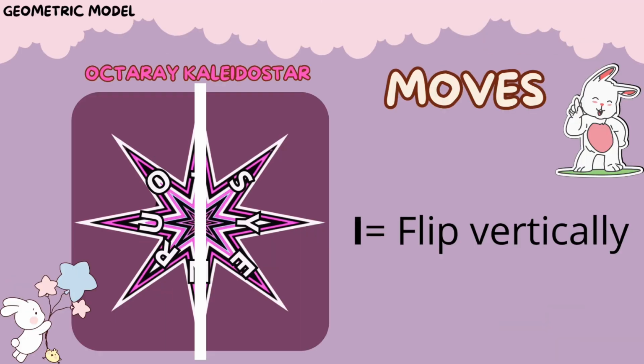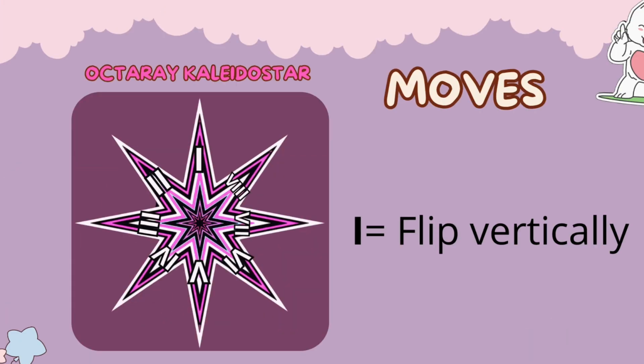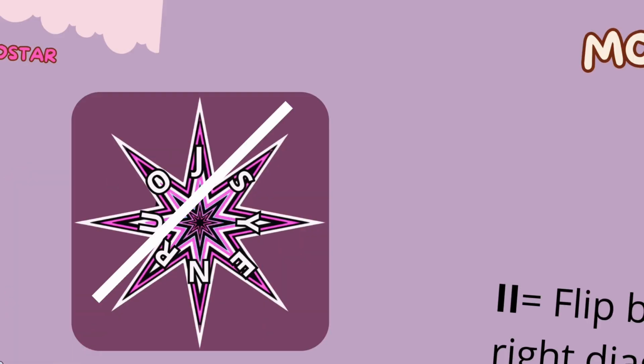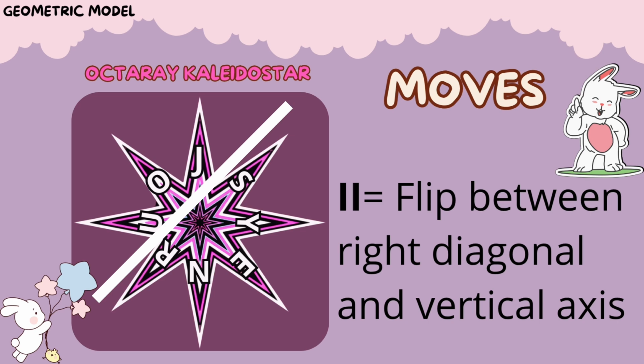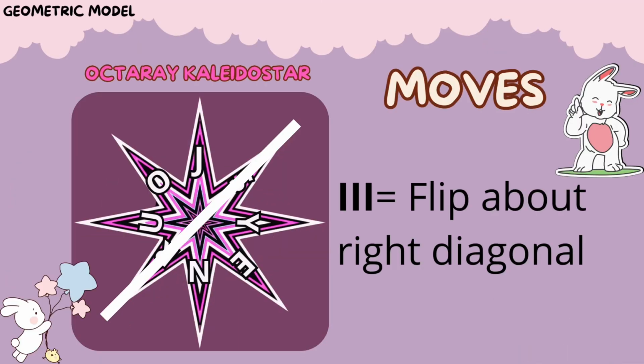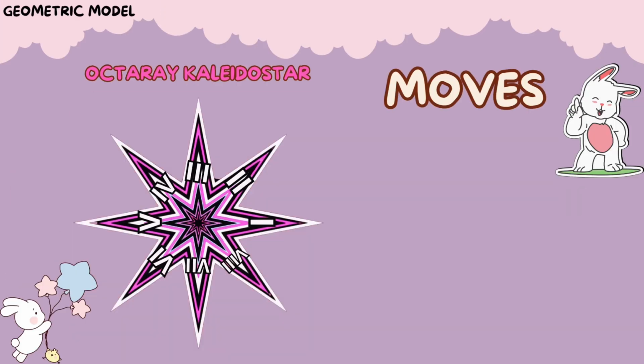And for the next one, we need to flip vertically and we will get the Roman numeral 1. And next one is for Roman numeral 2, we need to flip between right diagonal and vertical axis. And then we will get number 2 on the top. And for Roman numeral 3, we need to flip about right diagonal. And then we will get this one.